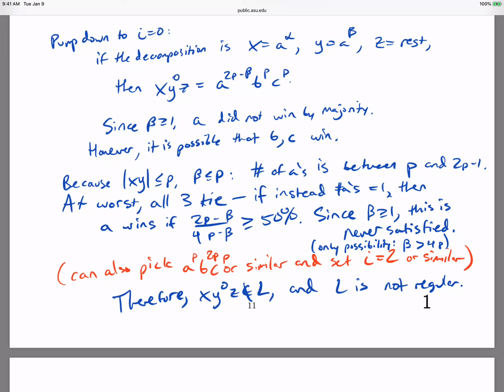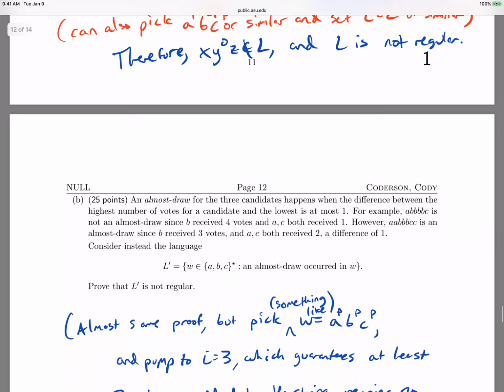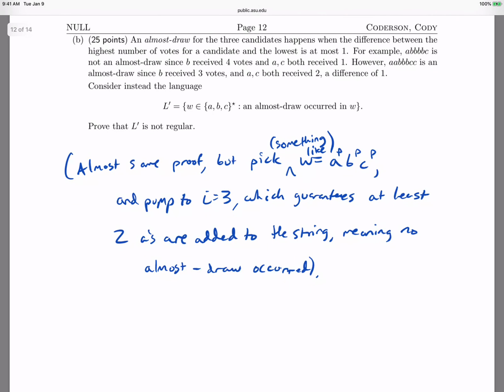More people should be emphatic here. Is beta equal to 0? No, it's always at least 1. So in fact, it always leaves the language here when I choose I equal to 0. Okay, and then I didn't do all of part B, but it's almost identical in terms of structure.